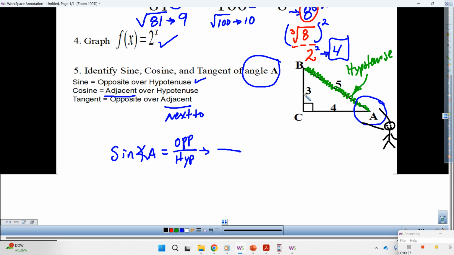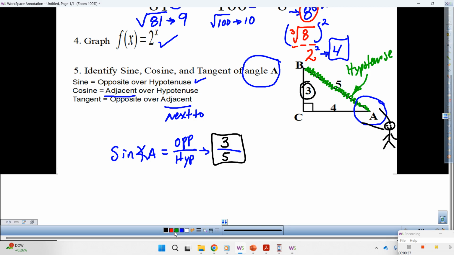All right, let's go with Mario. Mario, which one? 3 is correct. That's opposite, so I would write 3 right there. And obviously, we know which one is a hypotenuse. Is that correct? So what would we write? 5. And that is what we call sine of A, 3/5.